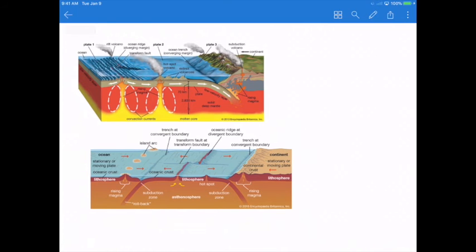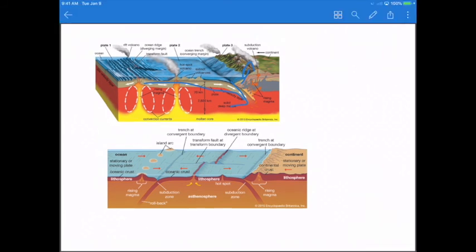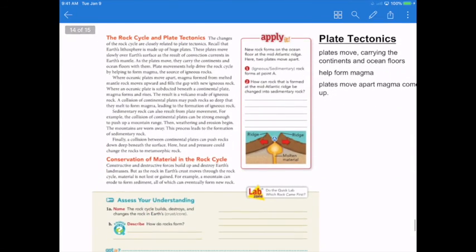All right, and here's just a picture of the plates on the earth moving. This is through plate tectonics. This just shows you how some of the plates can go down below another plate. They can push together, and they could form mountains like this and so forth. And that goes across the crust of the earth. So plate tectonics is when the plates move. They carry the continents and ocean floors, and they help form magma. The plates move apart, and magma can come up, or they could hit each other, and that could help create new mountains.